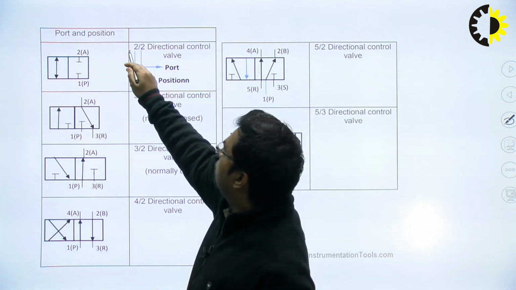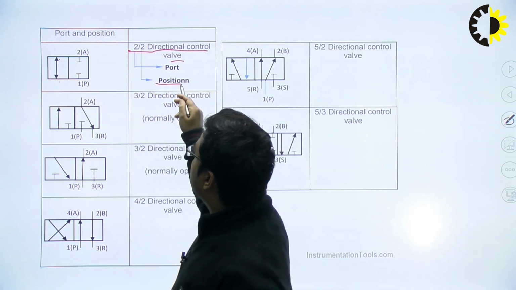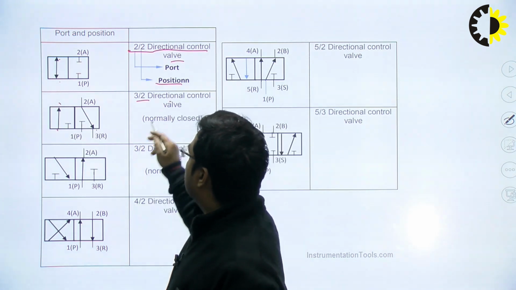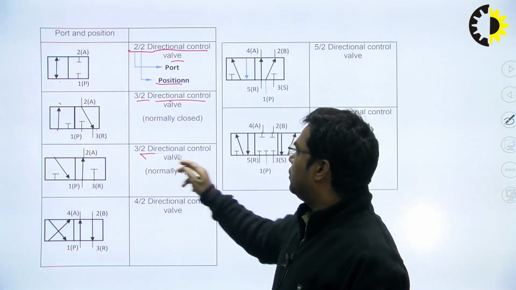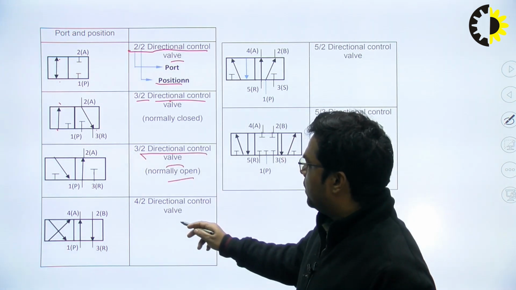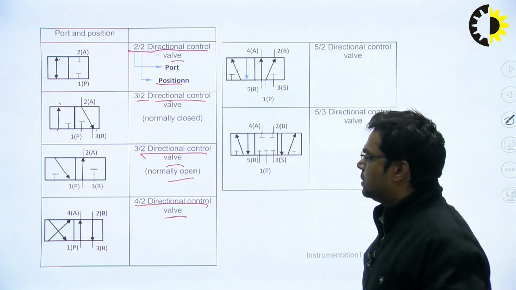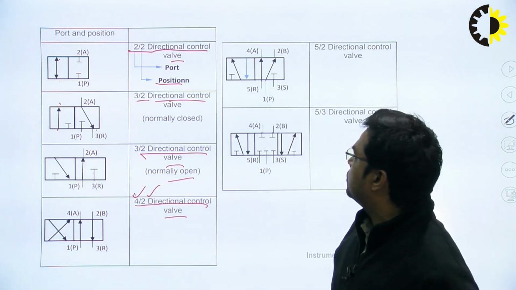You will find the 2/2 directional valve means there are 2 ports and 2 positions. Similarly, 3/2 has 3 ports. So this is the 3/2 directional control valve. Similarly, 3/2 directional control valve normally open. This is the 4/2 directional control valve, which means 4 ports and 2 positions are possible.